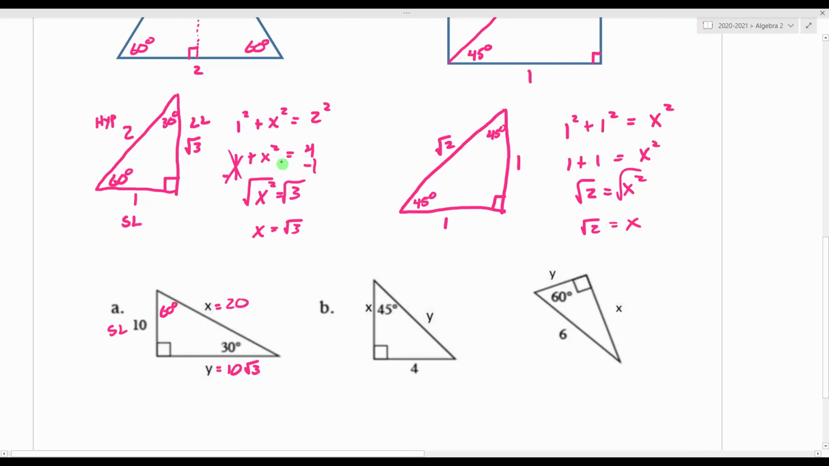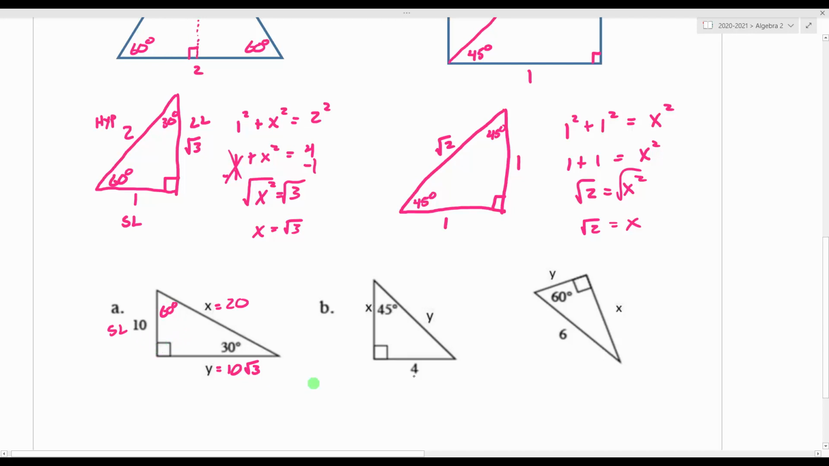And I didn't have to do this. That's the beauty of it, I didn't have to do the Pythagorean theorem. I just used what I know from this 30, 60, 90 right triangle and applied it to this one. Okay, so it's kind of a shortcut, and it makes solving these kinds of triangles much, much easier. And the other nice thing is we don't have to know two sides. We only need to know one.